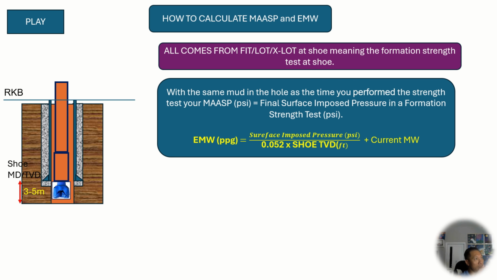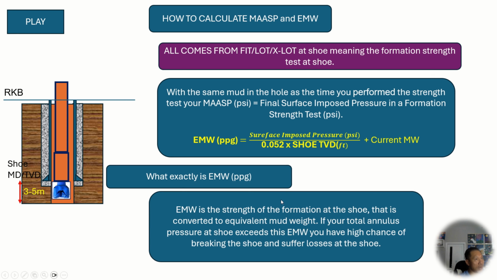And your EMW, what is it? EMW is the strength of the formation at the shoe expressed in equivalent mud weight. It accounts for the total hydrostatic pressure of the mud column above the shoe plus the imposed surface pressure that you put into the well. That combination shall not break the shoe, shall not cause any losses at the shoe. So that is the strength at shoe, EMW.